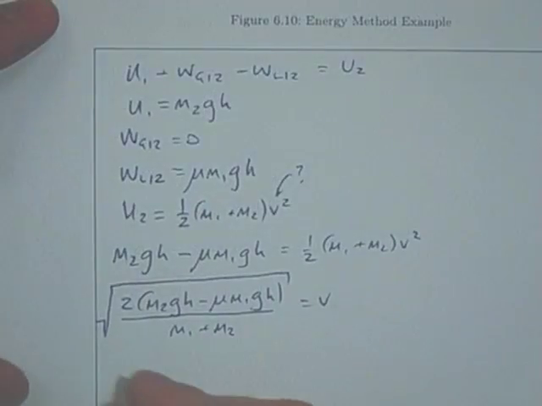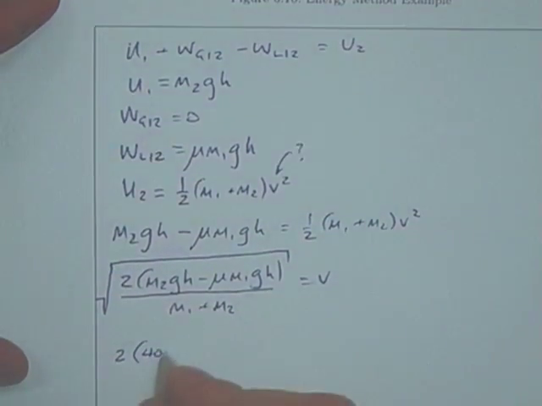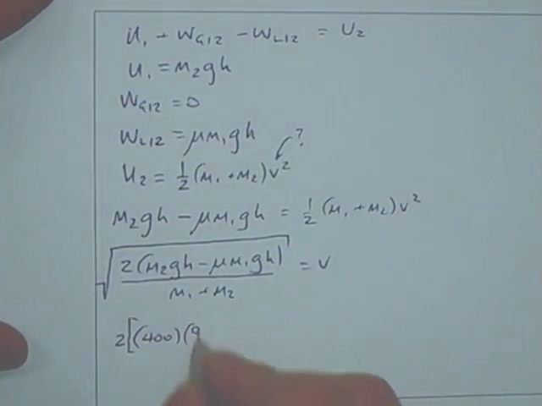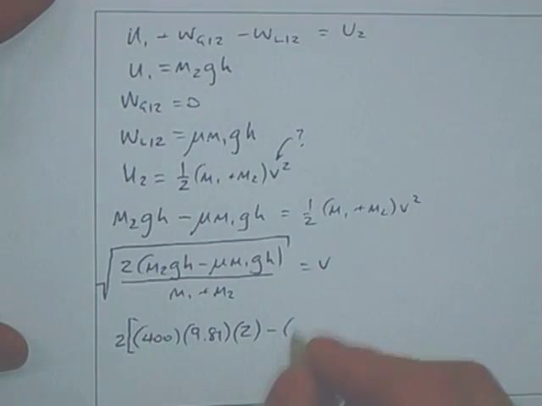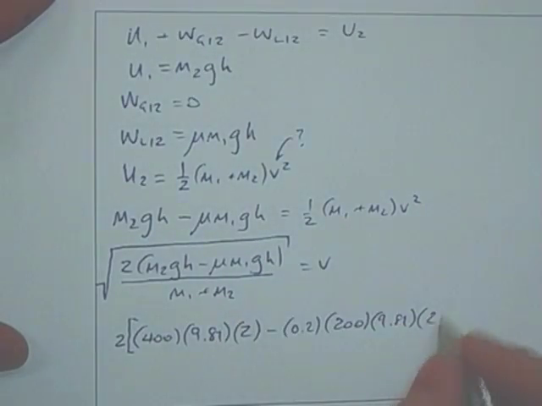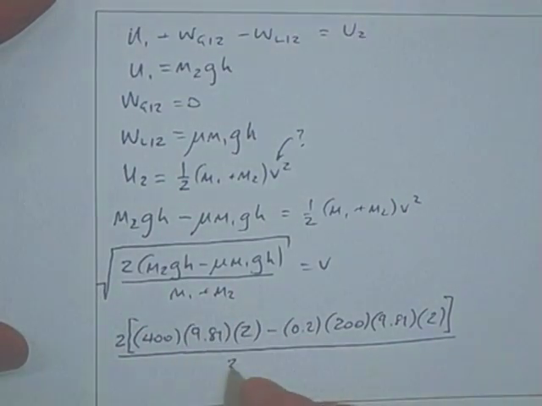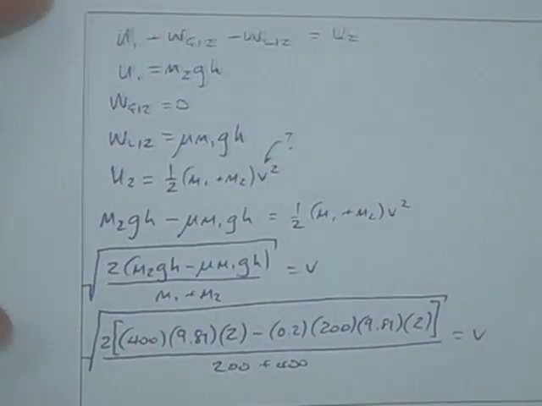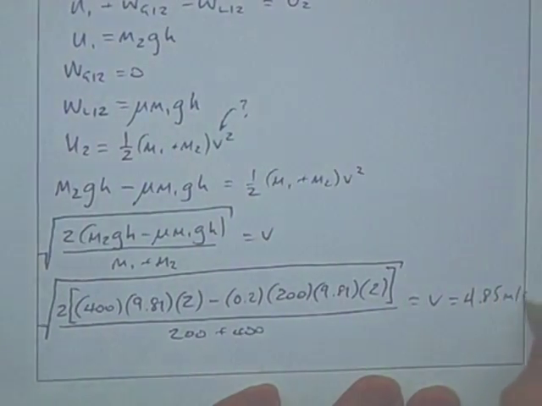From this point, we can plug in the numbers. We have 2 times m2, which is 400 kilograms, times g, 9.81, times h, which is 2 meters, minus mu, which is 0.2, times m1, which is 200 kilograms, times g, 9.81, times h, which is 2. That's all multiplied by 2, and we divide all of that by m1 plus m2, which is 200 plus 400. We square root the lot and we get v. If you do the sums on your calculator, that should come out to be 4.85 meters per second.